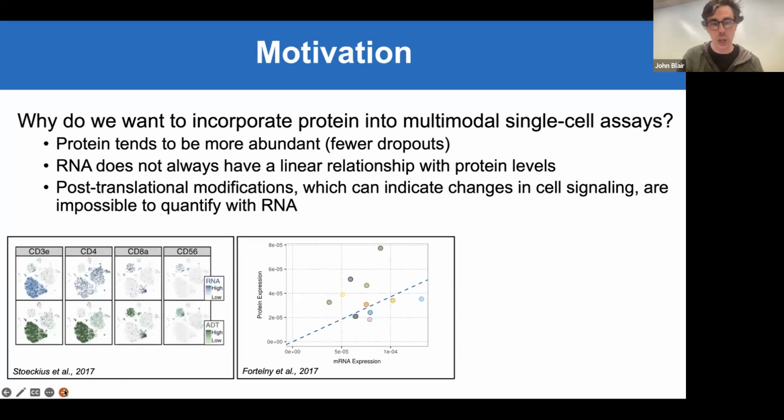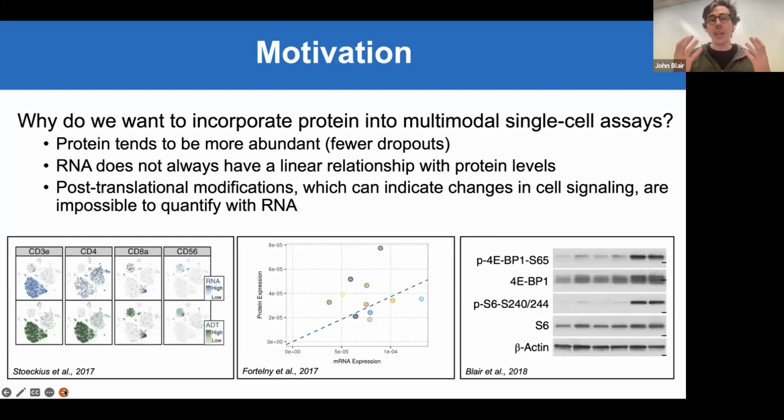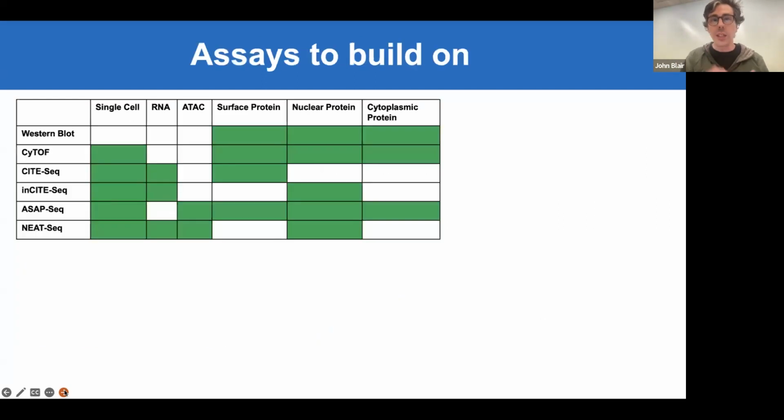And then really the main motivation for developing this assay is that we can measure post-translational modifications, such as protein phosphorylation, which are currently impossible to quantify with RNA. And so when imagining and building this assay, we wanted it to not only be in single cells and incorporate RNA and ATAC, but also to have several different types of proteins, including surface proteins like cellular hashing marks, nuclear proteins like transcription factors, and cytoplasmic proteins, including those with post-translational modifications.